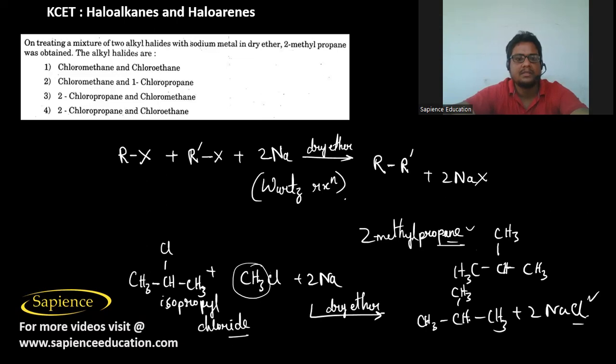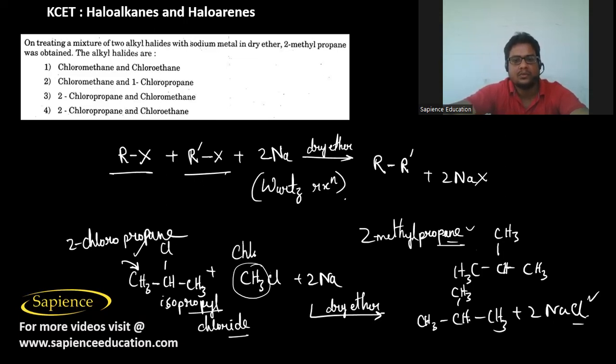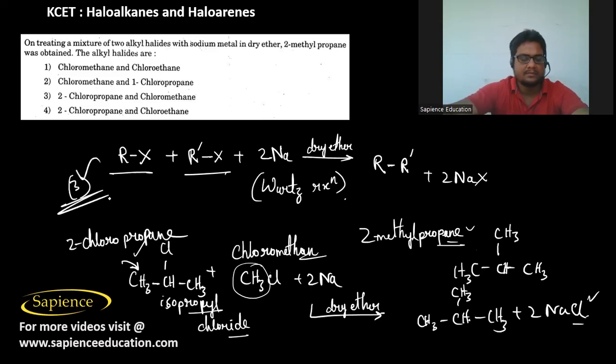So the mixture of the two alkyl halides contains 2-chloropropane, or I can say isopropyl chloride. It is the common name, but its actual IUPAC name is 2-chloropropane. And CH3Cl, I can tell, is chloromethane. So chloromethane should react with 2-chloropropane, then only the required product, 2-methyl propane, will be formed. So option 3 is the correct answer.